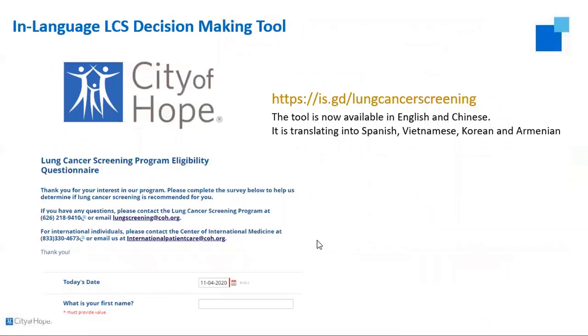There is an eligibility questionnaire that City of Hope created in order to check and see if you actually qualify or will qualify for the lung cancer screening program. You can go to https://is.gd/lung cancer screening, and it's currently available in English and Chinese, and we are currently translating it into Spanish, Vietnamese, Korean, and Armenian languages.